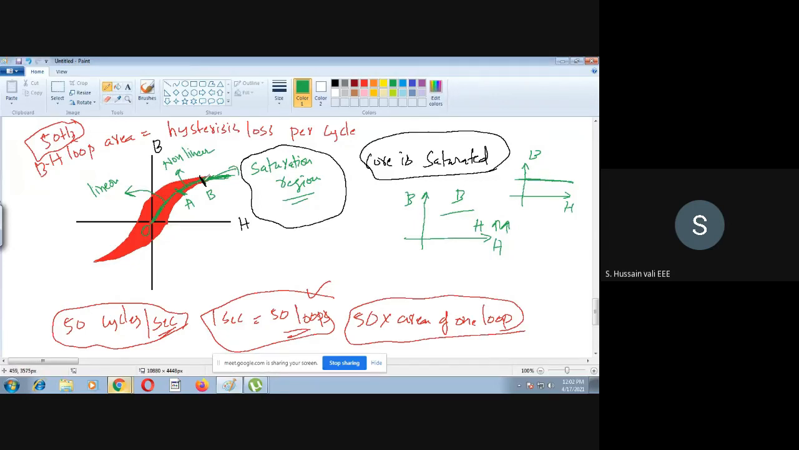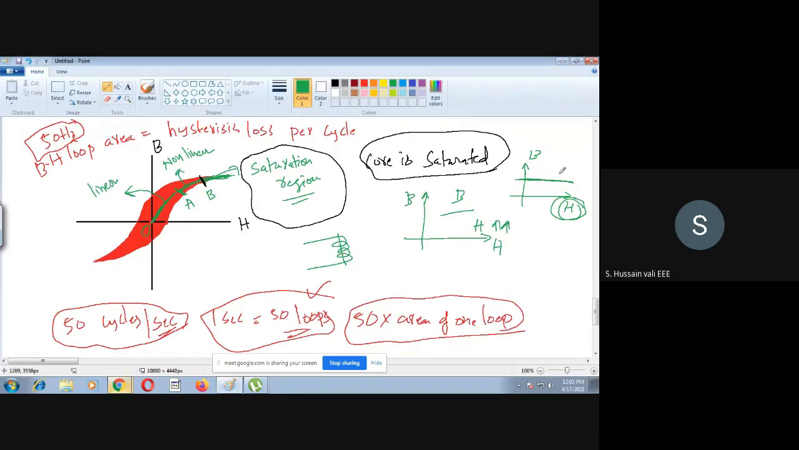Here also you will see the same kind of thing. Beyond B, it is a saturation region. In that region, the B value is almost constant. Even though you increase the value of H, the B value is constant. So at least understand that the saturation region is there beyond B, and in it, even though you increase H, B is almost constant.